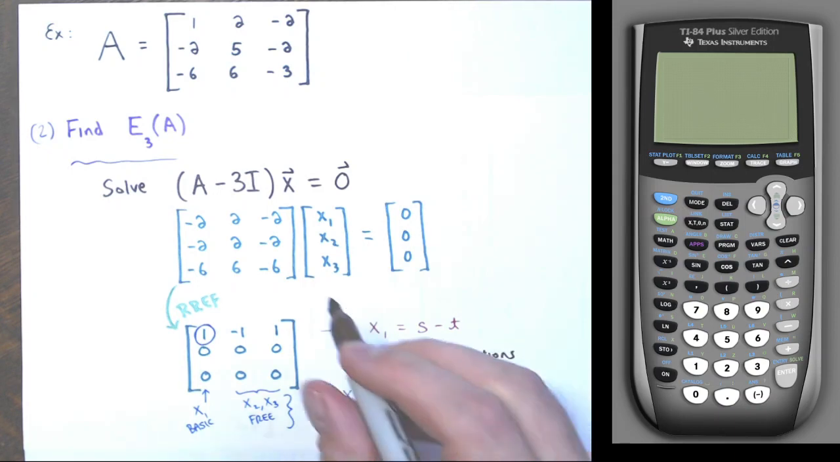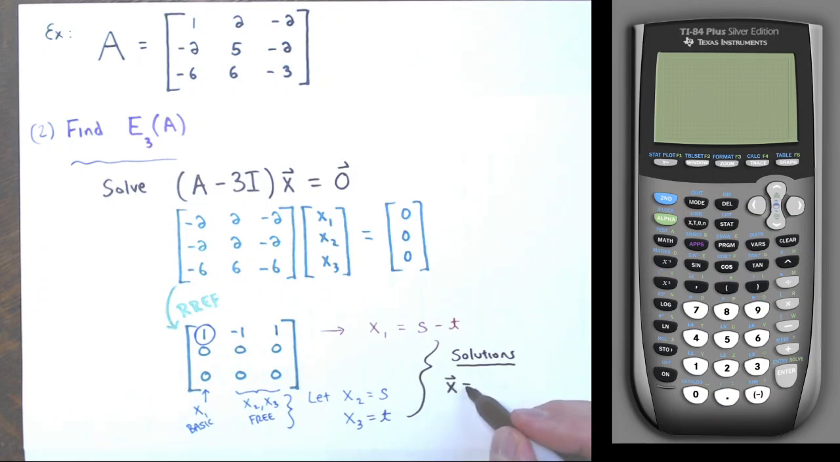I can replace the vector x there with anything that looks like this. It's going to have 3 components, where the first one is s minus t, whatever I choose for s minus whatever I choose for t. The second component is just whatever I choose for s. Third component is whatever I choose for t.